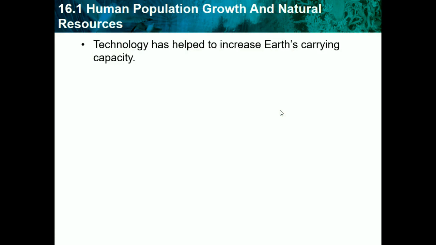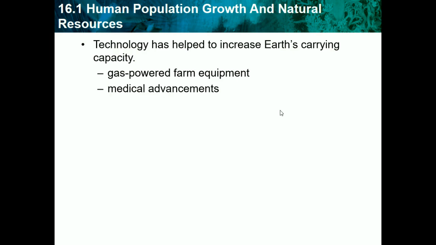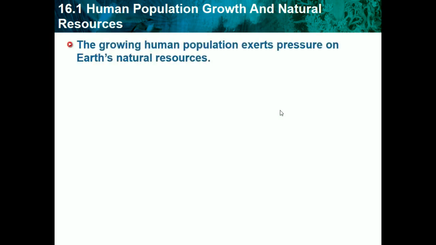Technology has helped to increase Earth's carrying capacity. First of all, carrying capacity is how many people the Earth can carry, based on what resources the Earth has. We don't know, but some scientists have estimated about how much, but we're not sure yet. We have helped to increase Earth's carrying capacity by being efficient with gas-powered farm equipment. The farm equipment allows us to harvest more food and be more productive so we can feed everybody. Medical advancements basically help people live longer.